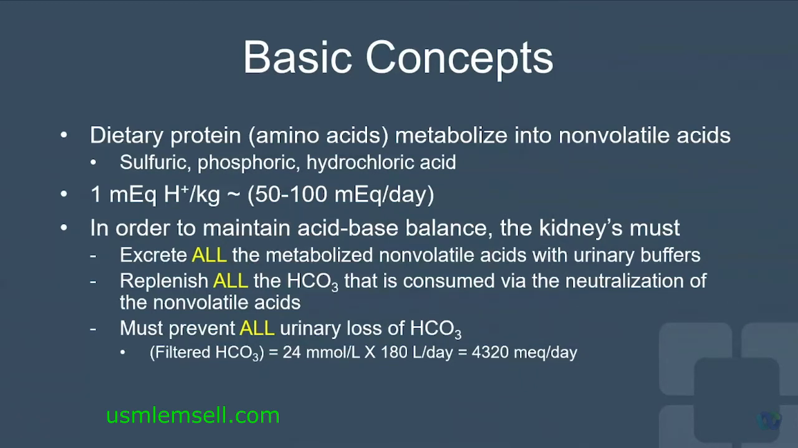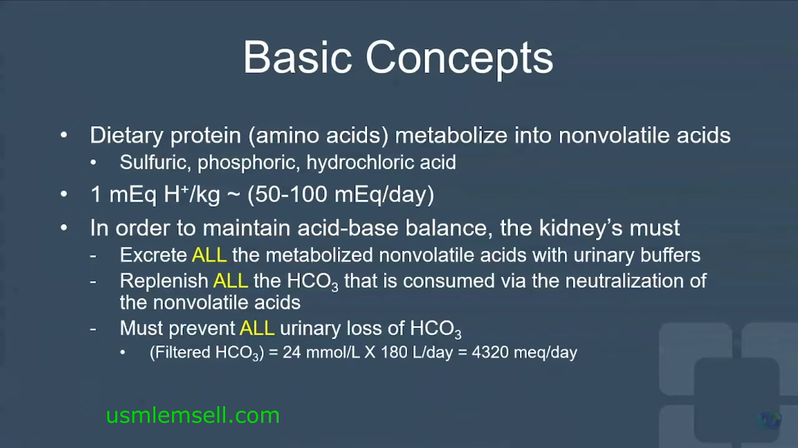Approximately, a typical American diet generates about 1 milliequivalent of acid or proton per kilogram. In a standard textbook world of a 70-kilo man or a 70-kilo female, that's about 70 milliequivalents per day. The range usually is between 50 to 100 milliequivalents, depending upon your diet, your weight, and your protein intake.